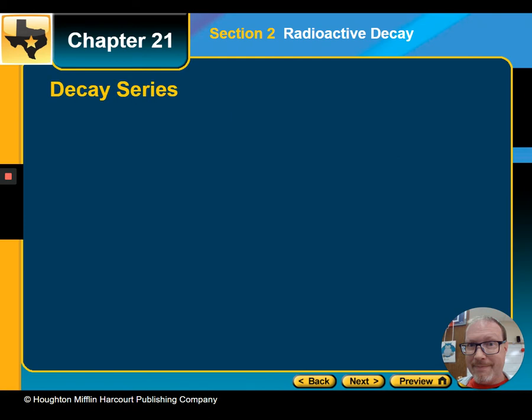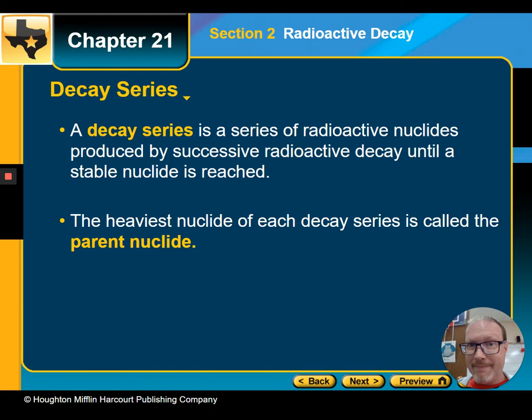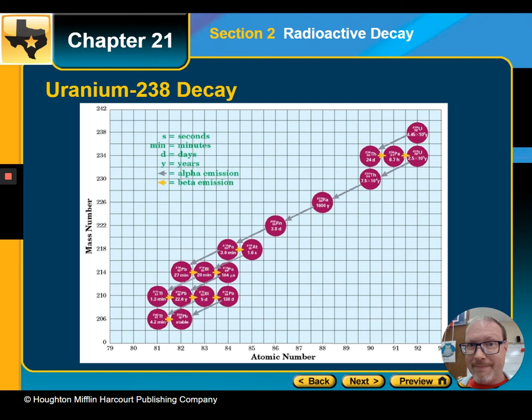All right, now we are going to talk a little bit about decay series, because typically whenever an atom is unstable and it goes through radioactive decay, it will turn into another unstable atom. That unstable atom will go through more radioactive decay to turn into another unstable atom, and it will do this several times until it reaches something that is stable, something that's not going to fall apart.